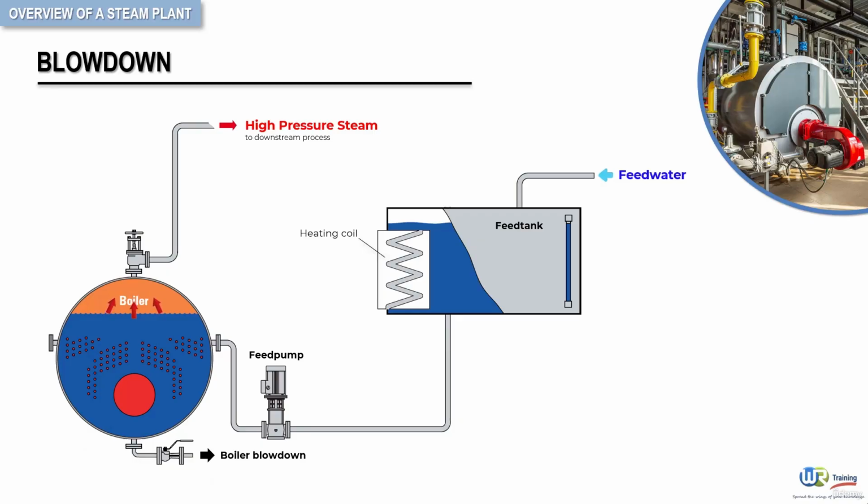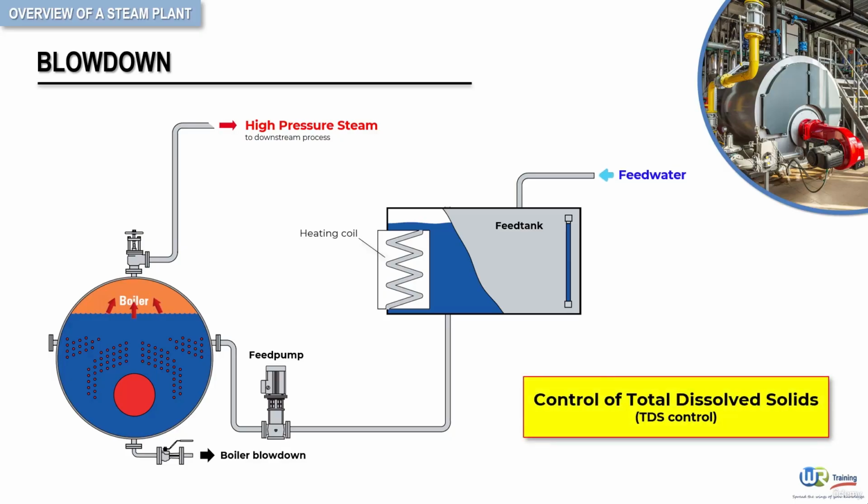Other impurities remain in the boiler water after treatment in the form of dissolved solids. Their concentration will increase as the boiler produces steam, and consequently the boiler needs to be regularly purged of some of its contents to reduce the concentration. This is called control of total dissolved solids, or simply TDS control.